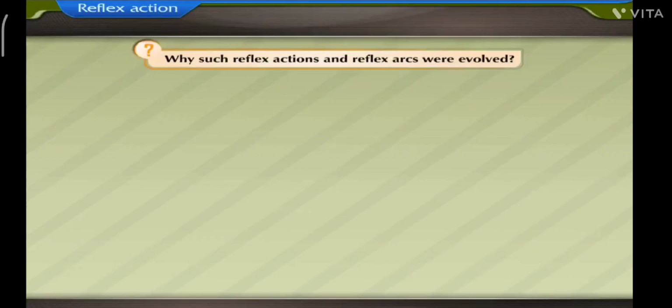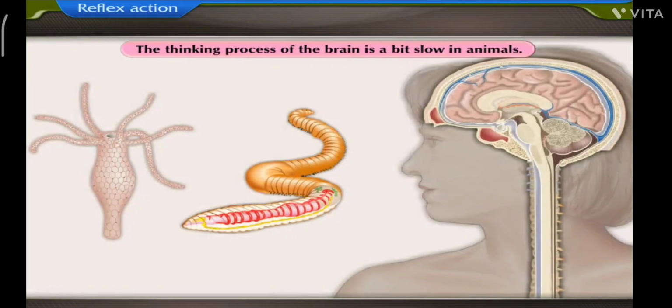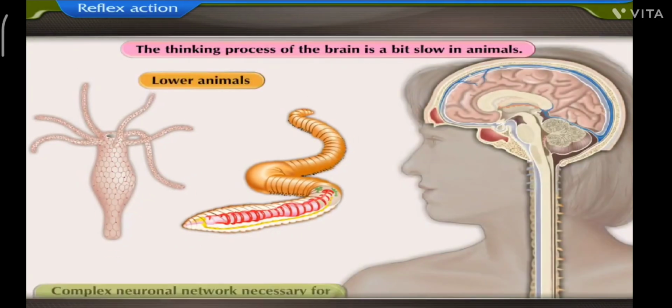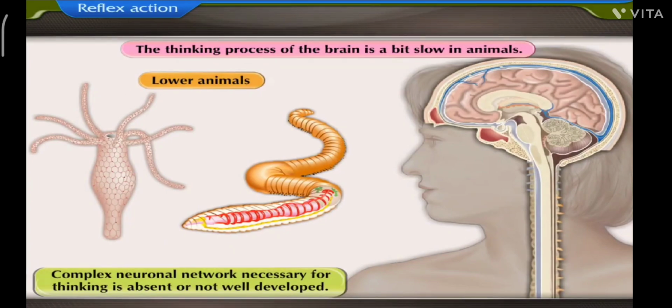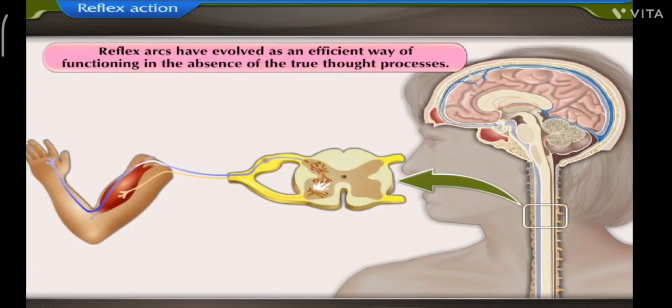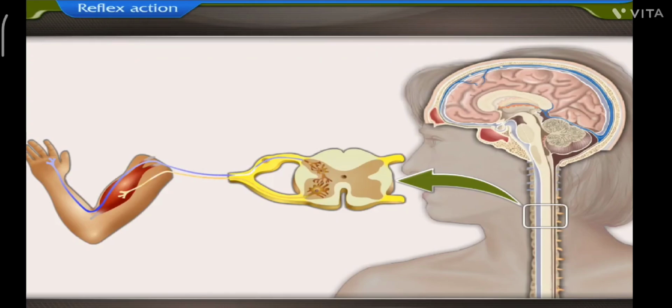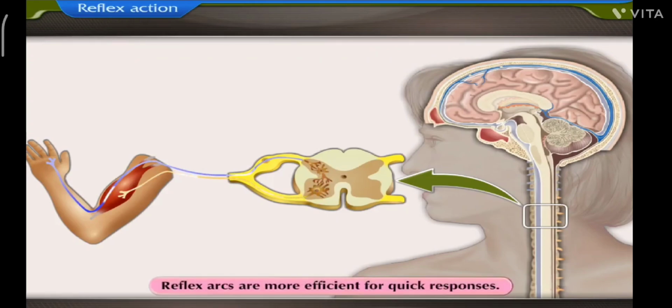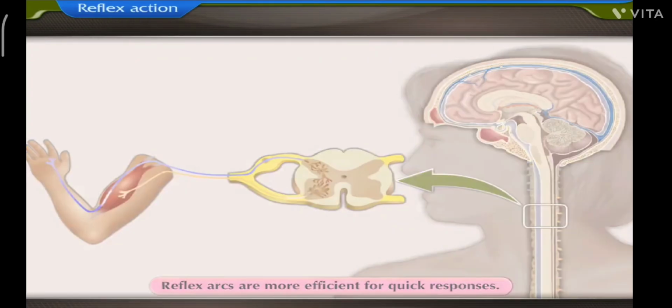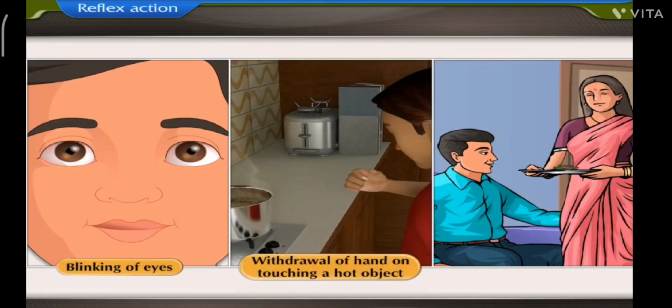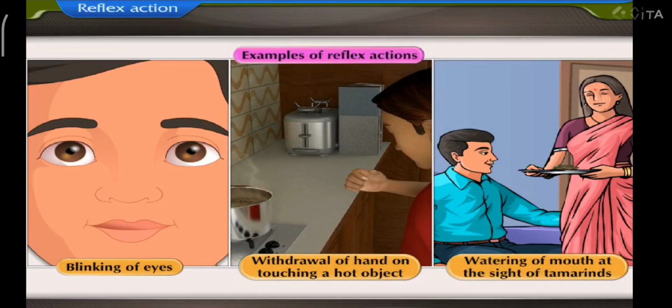Now, let us understand why such reflex actions and reflex arcs were evolved. In animals, the thinking process of the brain is a bit slow. Especially in many lower animals, the complex neuronal network necessary for thinking is absent or not well developed. Hence, reflex arcs have evolved as an efficient way of functioning in the absence of true thought processes. In spite of the presence of complex neuron networks, reflex arcs continue to be more efficient for quick responses. Blinking of eyes, withdrawal of hand on touching a hot object, and watering of mouth at the sight of tamarinds are all examples of reflex actions.